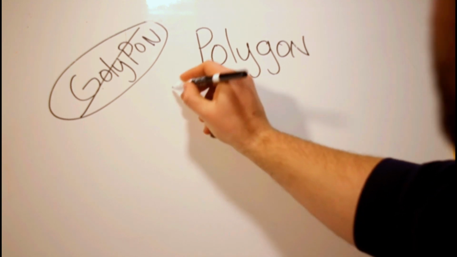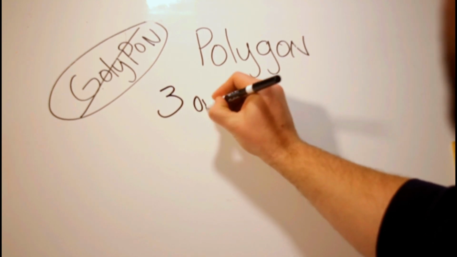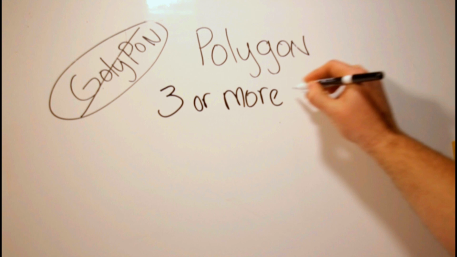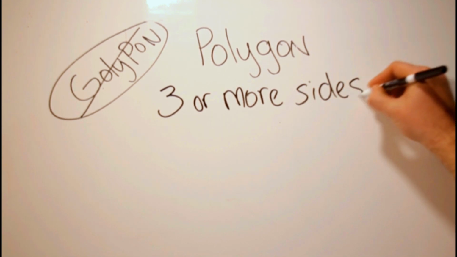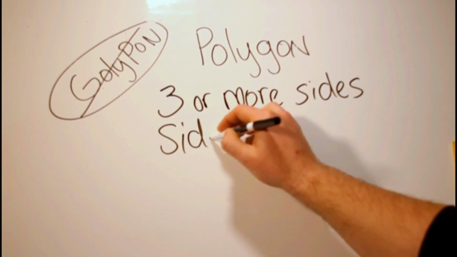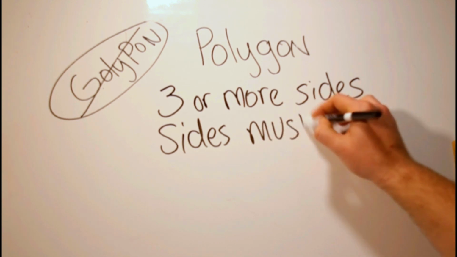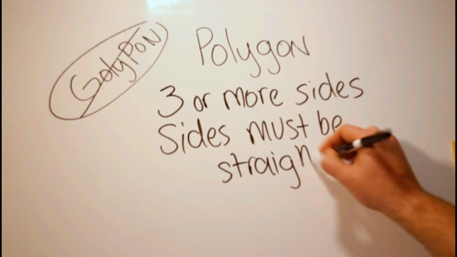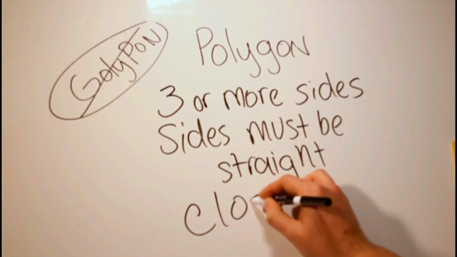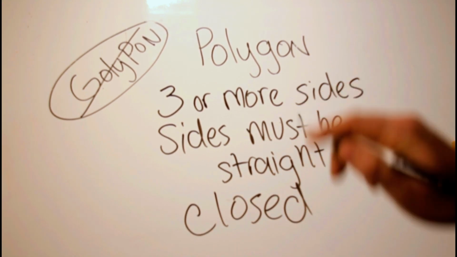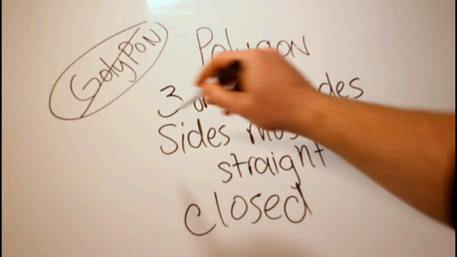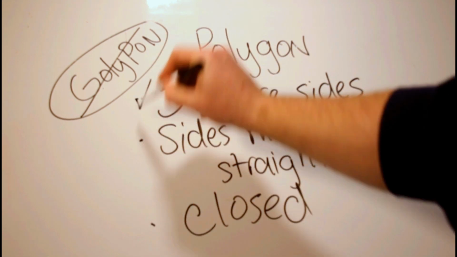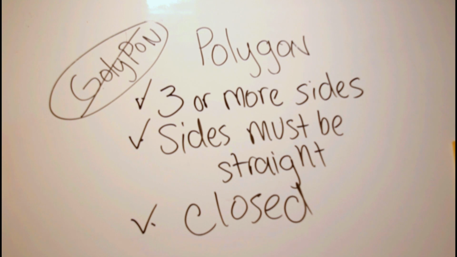So far we know it must have 3 or more sides. The sides must be straight. And it has to be closed, not open. It's closed for business. So if we can check all three of these, we know it's a polygon.